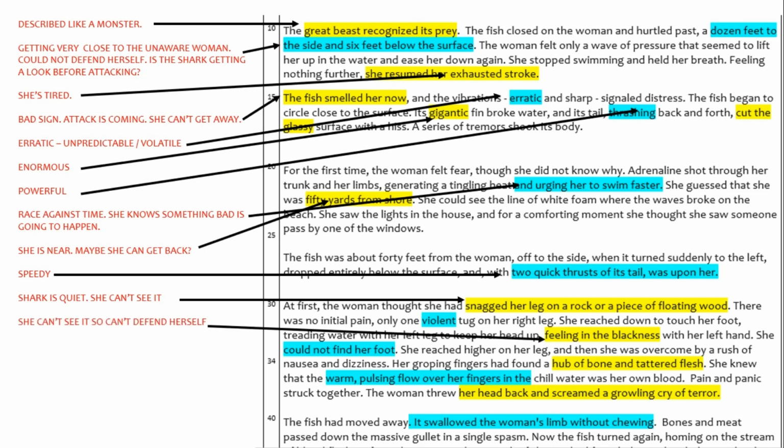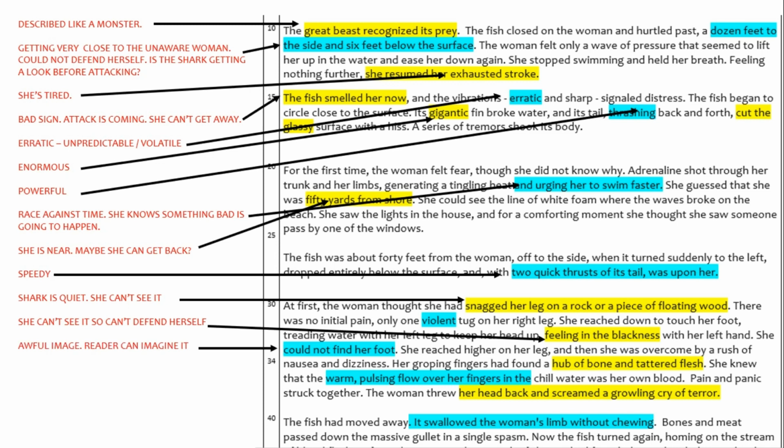Feeling in the blackness. So this makes it tense and exciting because she can't. If you think of horror films, they usually take place in the dark, don't they? If you can't see it, it's more tense. But also she can't see the shark, so she can't defend herself. "She could not find her."